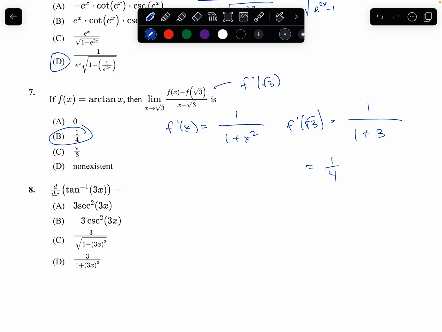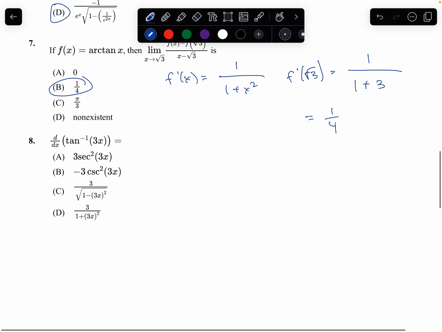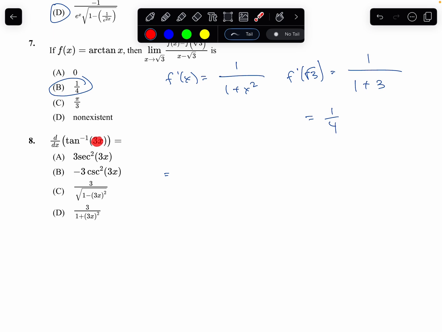Okay, and then for 8, take the derivative of the inverse tangent of 3x. So again, I just have the shortcut written up here. This is going to be equal to, now this is going to be multiplied by the derivative of the inside, which is going to be 3. So 3 over 1 plus 3x squared. And yep, there you go. That's got to be D.